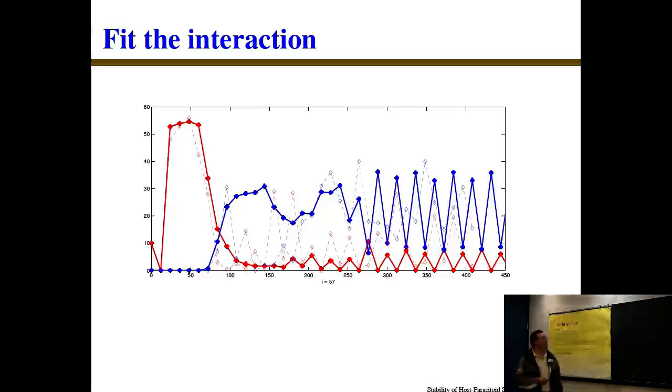From here you can see the red solid curves, that's my model prediction for the host, and the blue solid curve, that's model prediction for the parasitoid. Red represents the host. Okay. And the dashed line represents real data. The red dashed line represents the host, a blue dashed line represents the parasitoid.